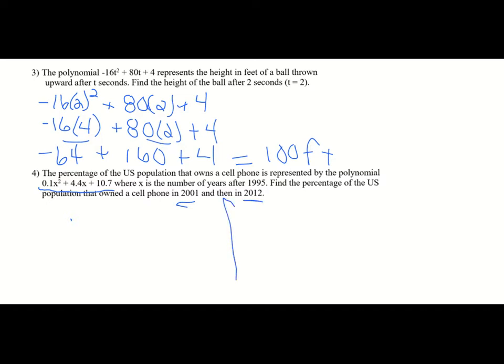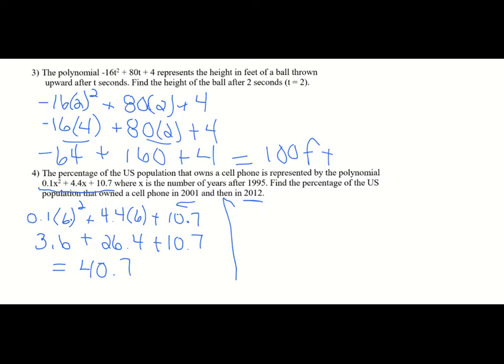All right, so 2001, x is the number of years after 1995. So 2001 is 6 years after 1995. So when I do the math, I'm going to do 0.1 times 6 squared plus 4.4 times 6 plus 10.7. If I square 6, I get 36. And then if I multiply it times 0.1, it's going to give me 3.6, plus 4.4 times 6 is 26.4, plus my 10.7. When I add all those numbers together, I get 40.7. So that means the percentage of the U.S. population that owns a cell phone in 2001 is 40.7.